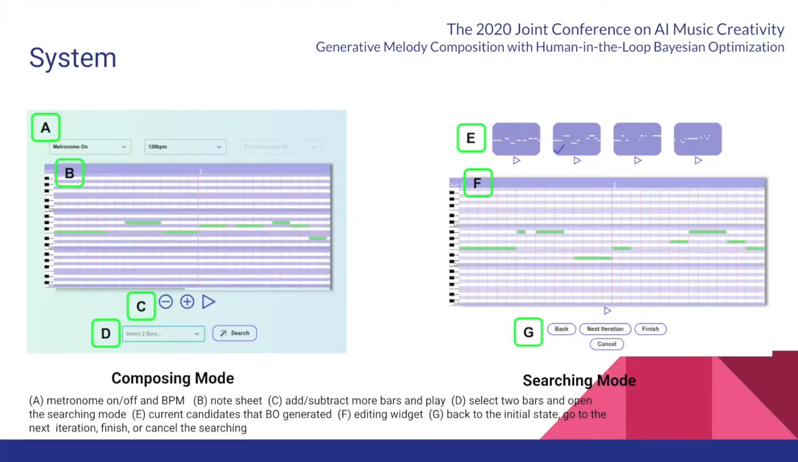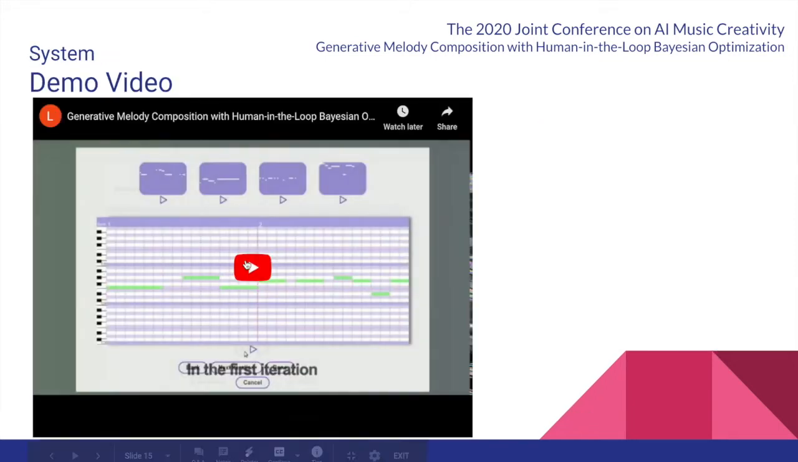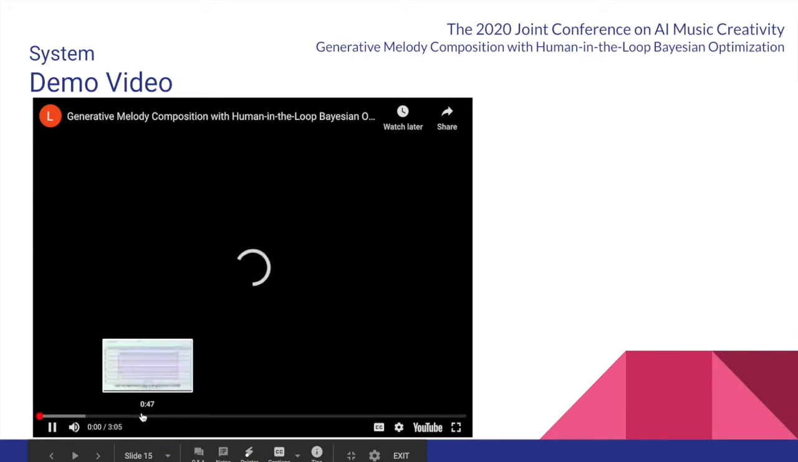In the following, I would introduce our system design. Our system is a web-based application. The front end is implemented in JavaScript, while the back end is managed by a Python server. All the musical data represented on the interface and transferred between the front end and back end are at the MIDI level. We have 2 modes, composing mode and searching mode. We will have a demo to show the usage in the next slide. Here's the demo.